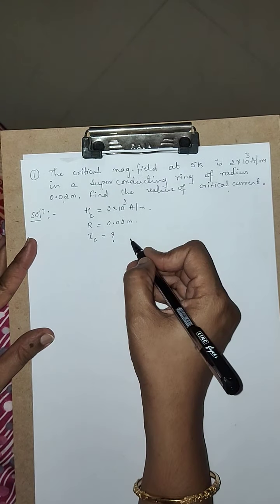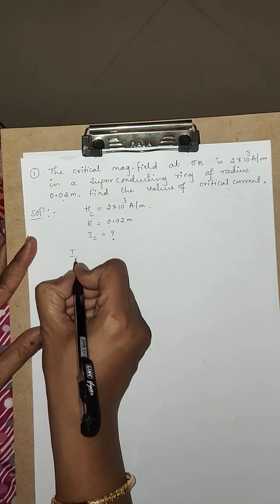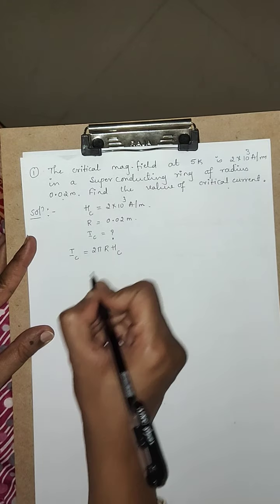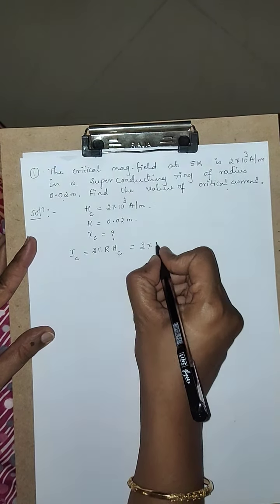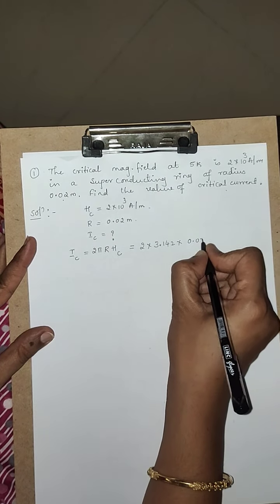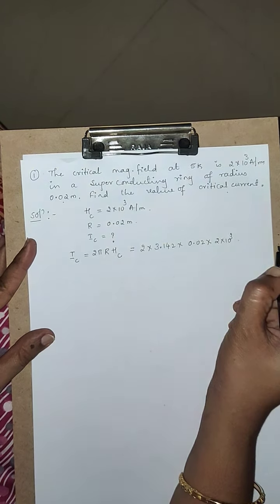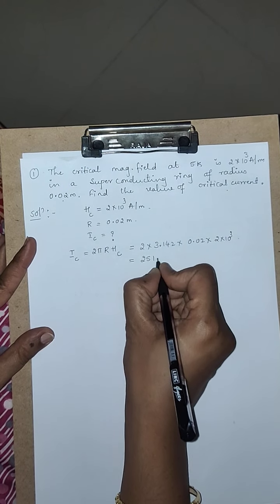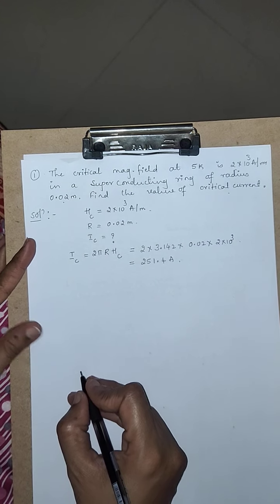So all are in SI unit. We can directly use the formula. The formula is IC is equal to 2 pi into R into HC. Let us substitute the values now. 2 into pi is 3.142 and R value is 0.02. HC is 2 into 10 raised to 3. When you multiply these values, you are going to get the answer as 251.4 ampere.